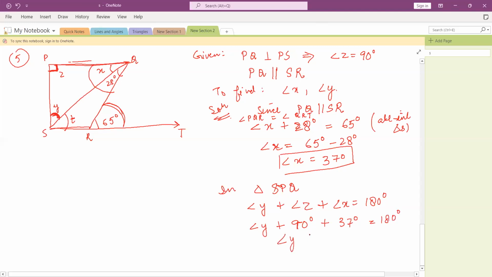So angle Y plus this, how much? 127, is equal to 180 degree. So angle Y will be how much? 180 minus 127 is 53 degree. So is it okay? Yes, ma'am. Okay. So this we were supposed to find.